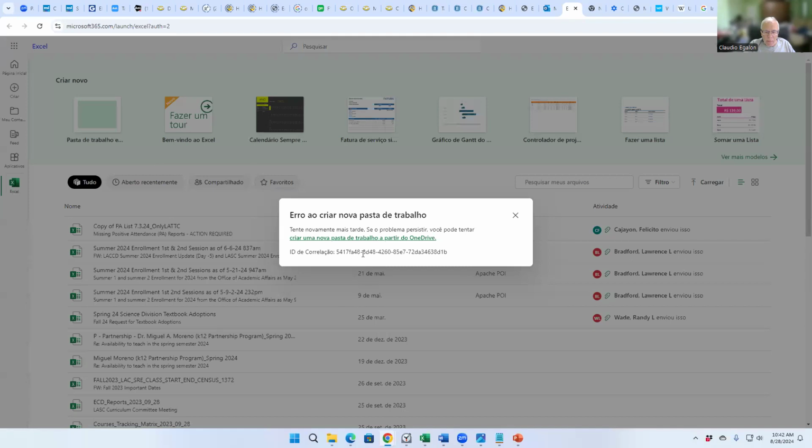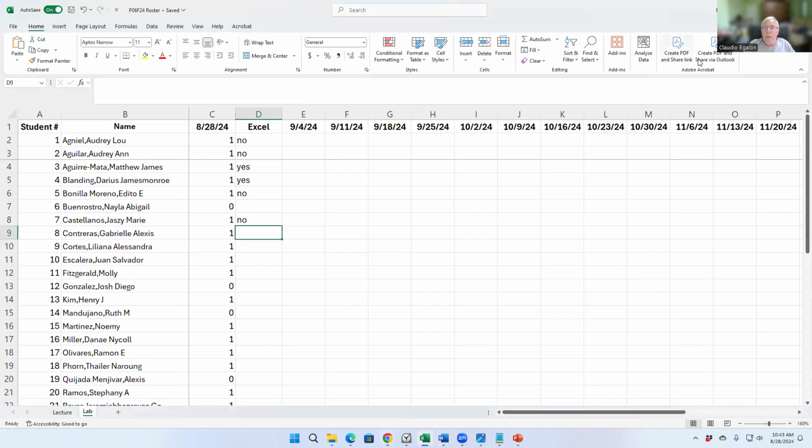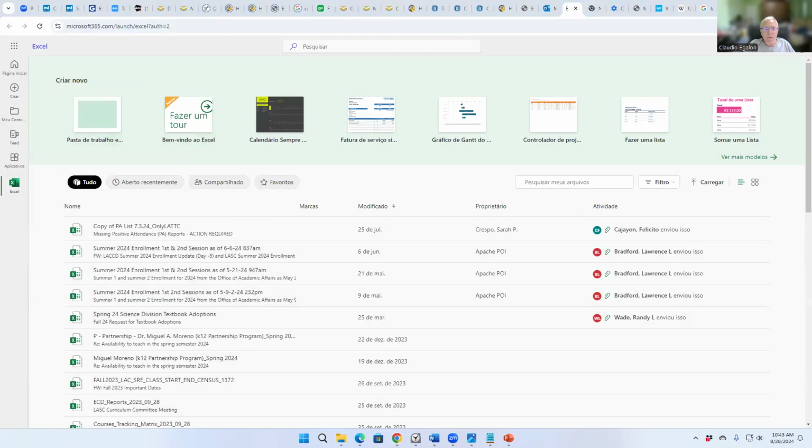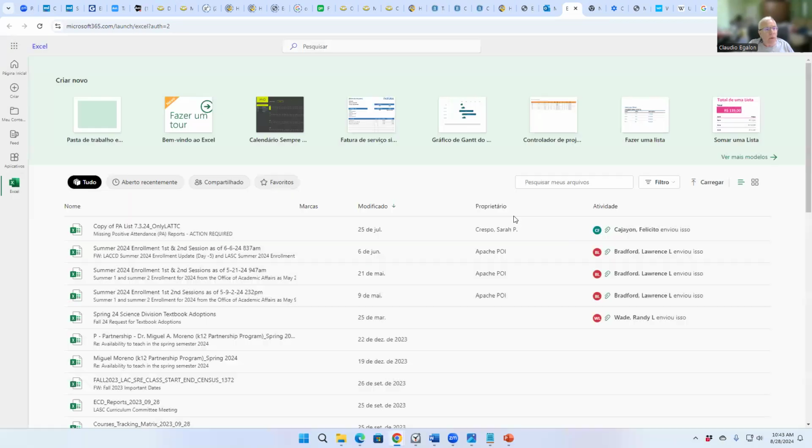Why is it not working here? Let me get out of my software. Let's see if that's the problem. It doesn't let me. Are you having this problem as well? For some reason, I cannot run Excel here on my hard drive.